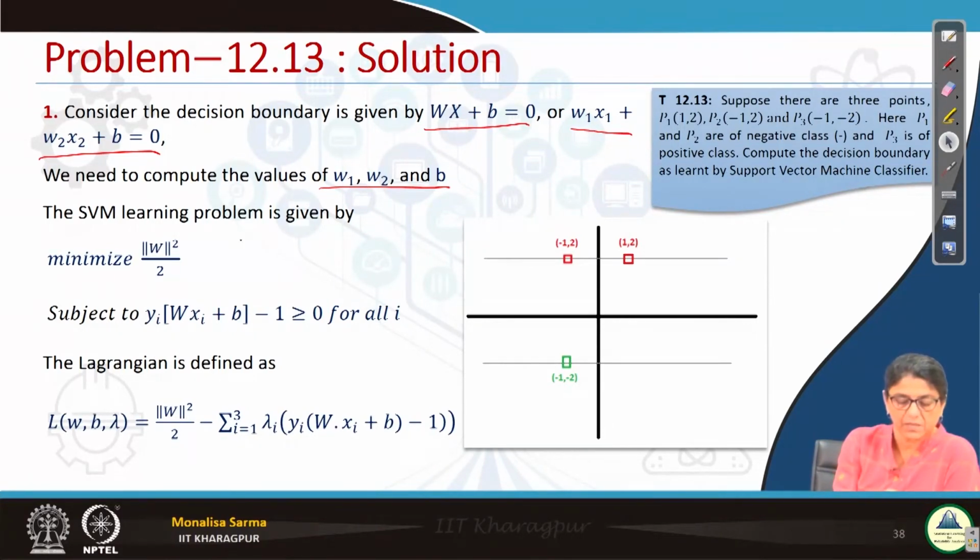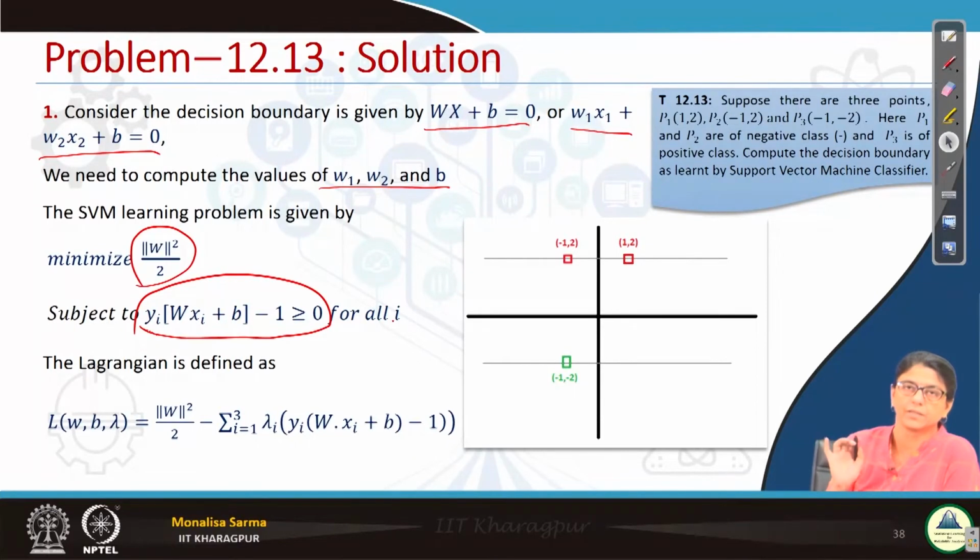The SVM learning problem is given by: minimize this, subject to this for all i. Fine. So first we'll define the Lagrangian. My Lagrangian is this. Minimize this.